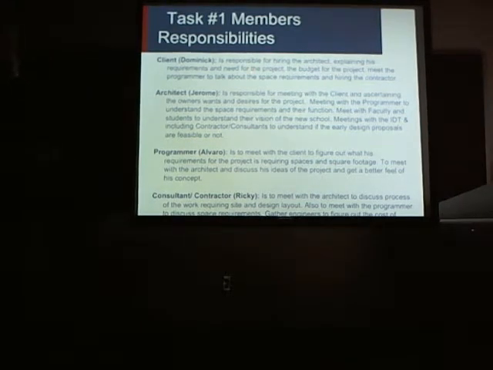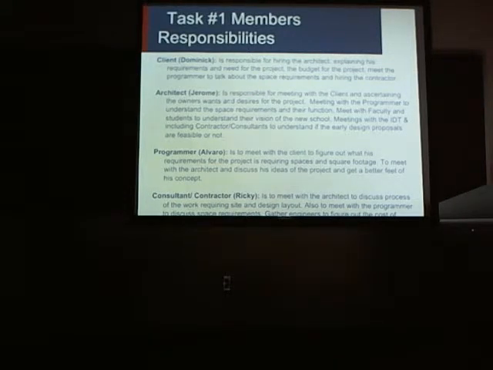But I think there's some unrealistic things in here. The client, yes, is responsible for hiring the architect, and to meet the programmer. But where did the programmer come from? Did the programmer get hired by the client at the same time as the architect? There's kind of a missing part here. And to talk about the space requirements. And are there already space requirements? So part of this seems like there's some steps missing.